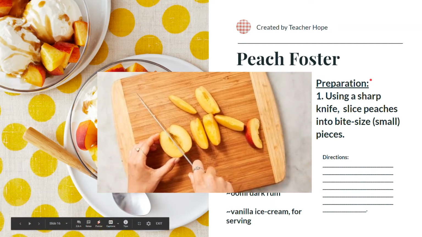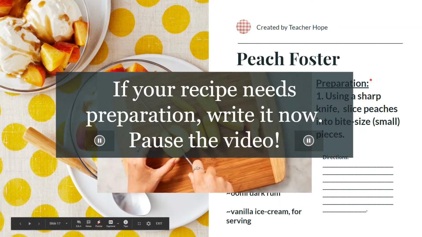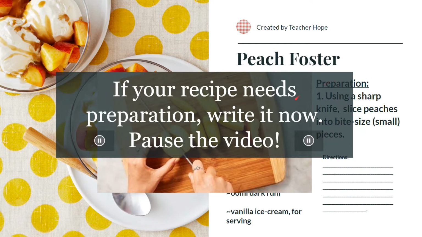After preparation, if your recipe needs preparation, you can write it now. Please pause the video and write your steps for preparation. Again, you can pause the video.